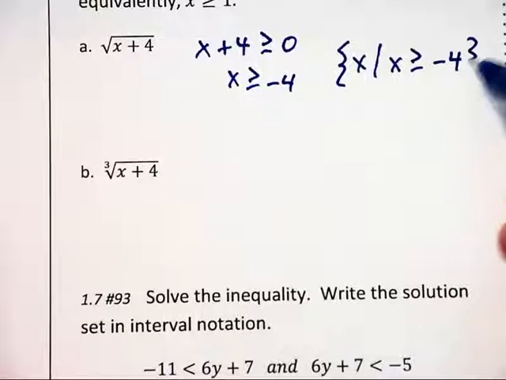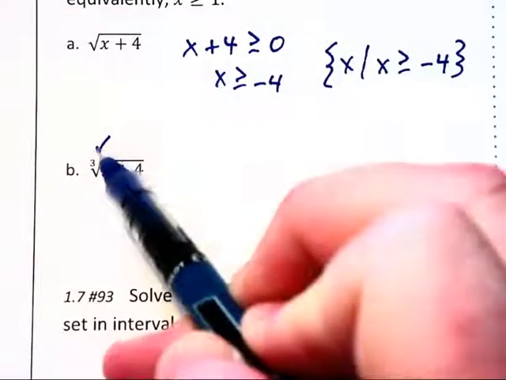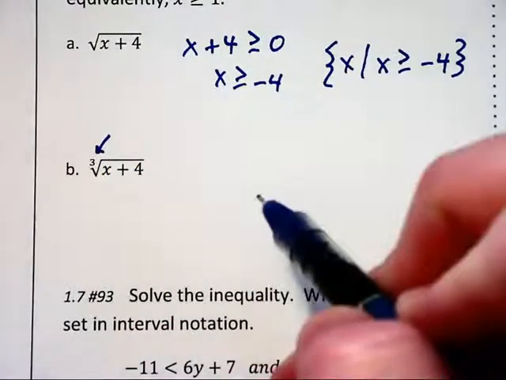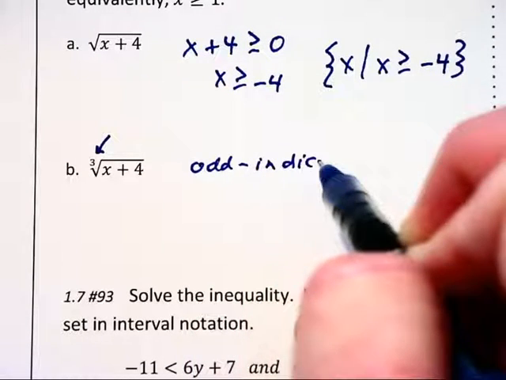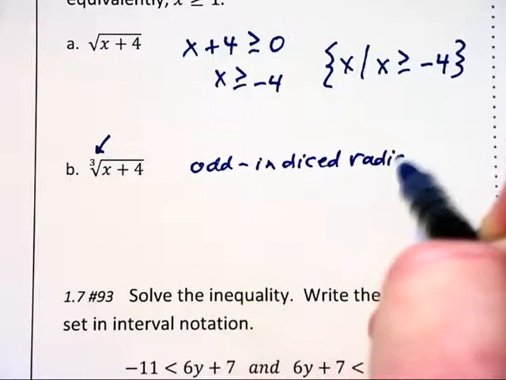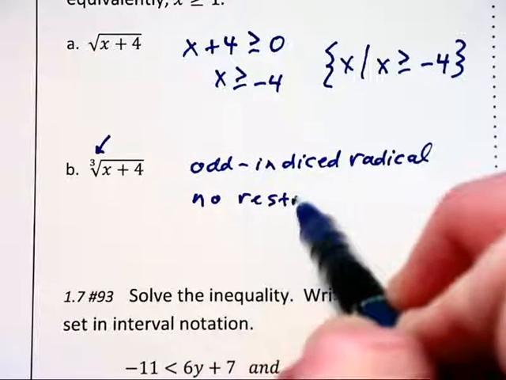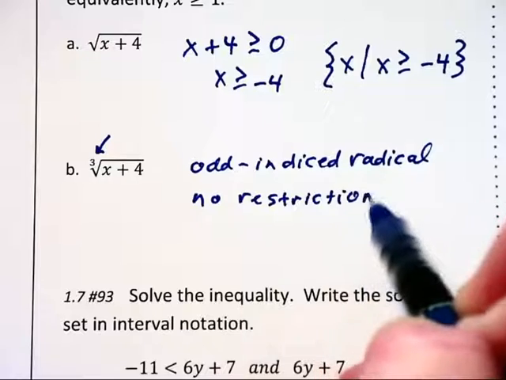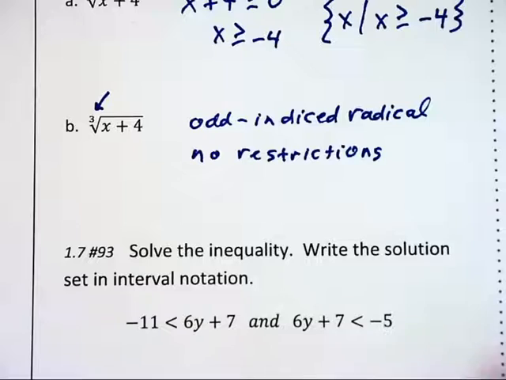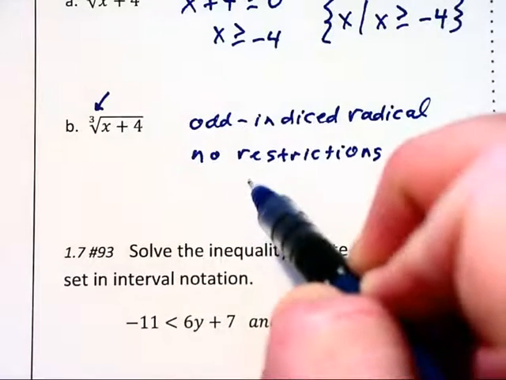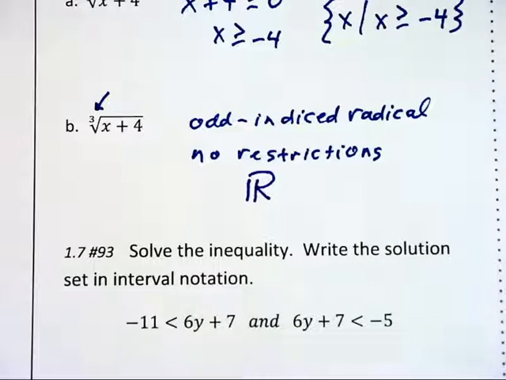Now in this next problem, notice that the index is odd. Because this is an odd indexed radical, basically there are no restrictions on the domain. We are allowed to have negatives both inside and outside of an odd indexed radical. So this time, the set for which this expression will produce a real number is all real numbers.